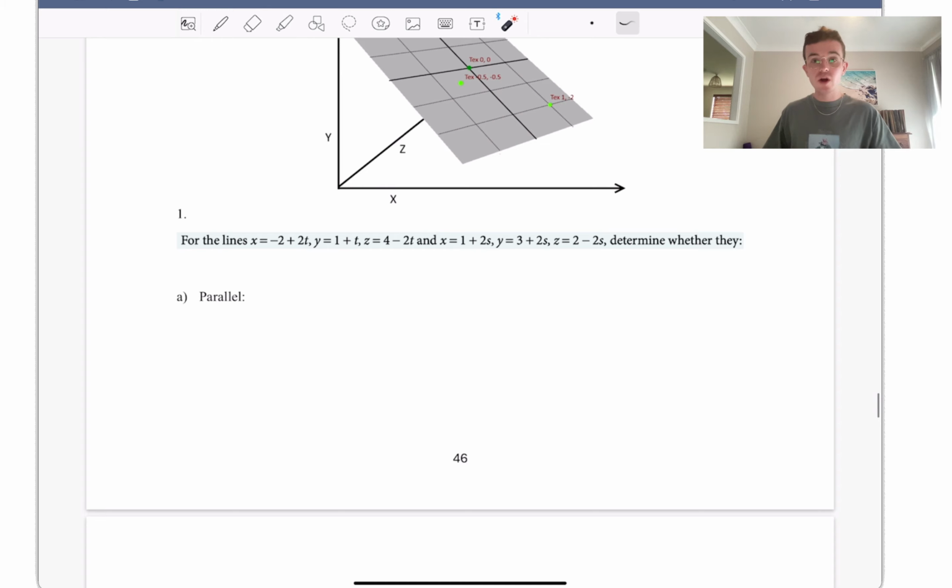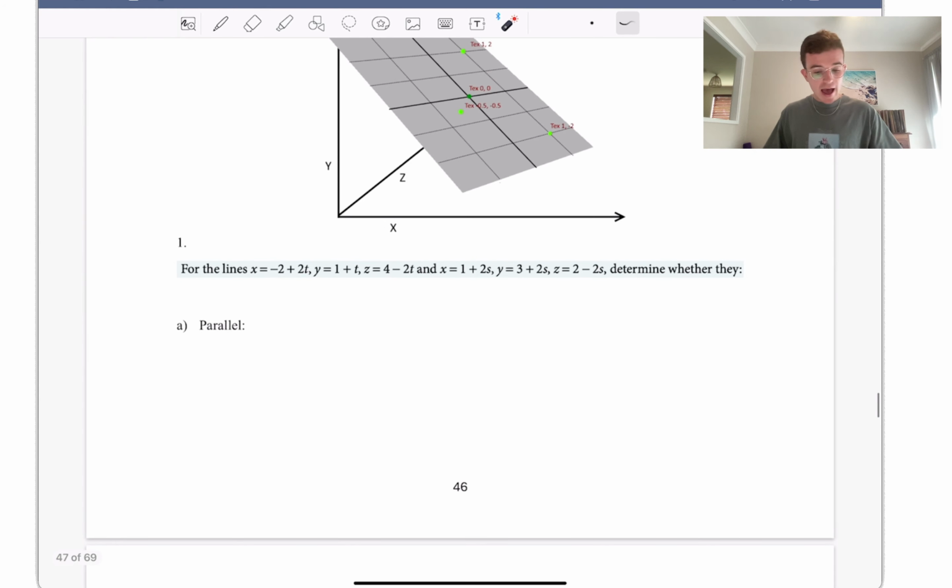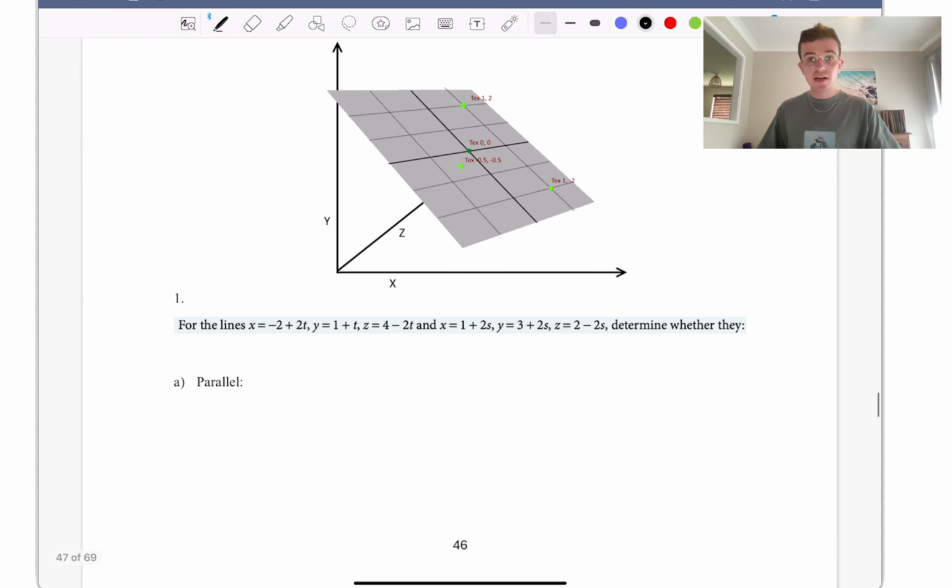Now there's some fancy words. We're going to learn parallel and skew and a few others that help us understand these lines in 3 dimensions and different planes. So for the lines x is minus 2 plus 2t, y is 1 plus t, and z is 4 minus 2t, and we've got x is 1 plus 2s, y is 3 plus 2s, and z is 2 minus 2s. Determine, first of all, whether they're parallel.